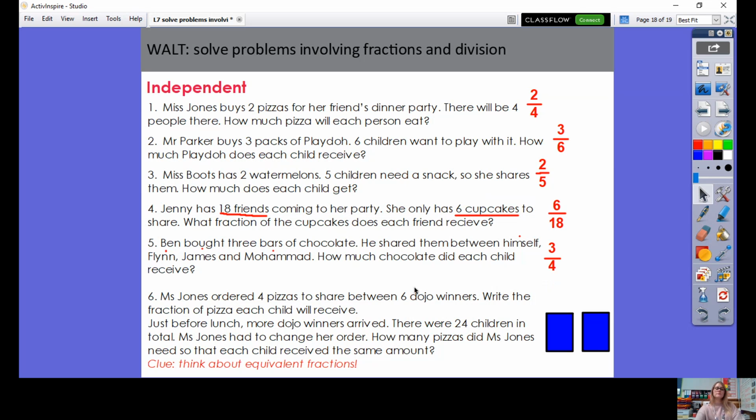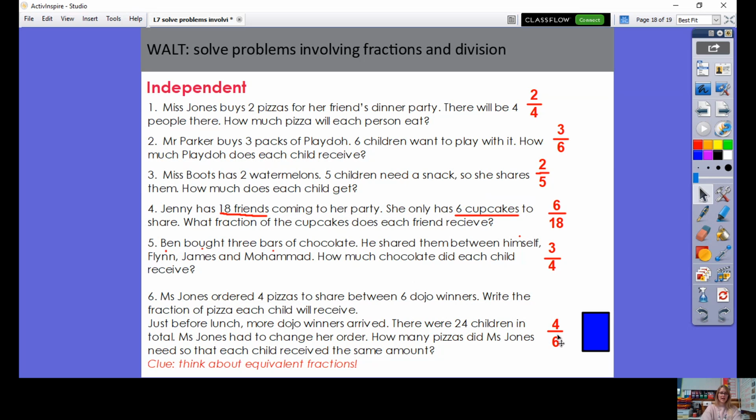And number 6, Miss Jones ordered 4 pizzas to share between 6 Dojo winners. Write the fraction of pizza each child will receive. So there are 4 whole pizzas and 6 children being shared between. So our first fraction should be 4/6.